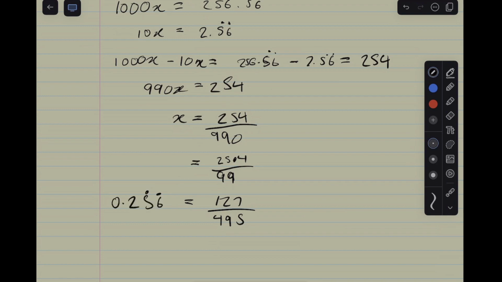Which means that 0.256, where the 56 is recurring, is equal to 127 over 495.